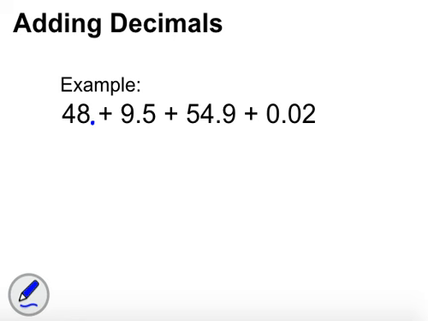You're going to want to write your problem vertically with your decimal points lined up. So 48, decimal point here, 9.5. Notice the 9 has to go under the 8 and the 5 will go to the right. And 54.9, line up your decimal point again. And 0 and 2 hundredths, so 0.02.